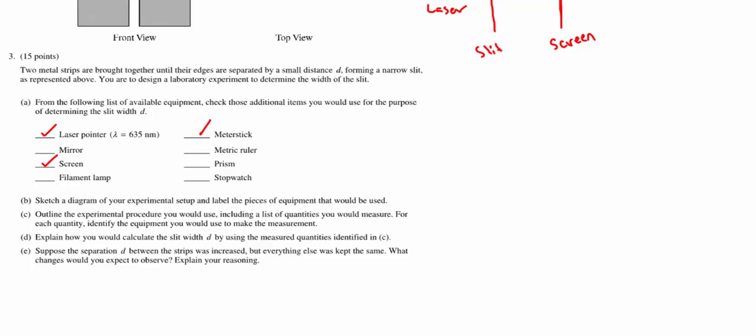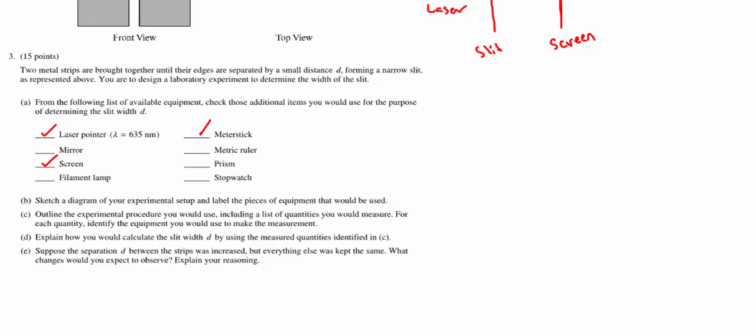For some of the things that you got to make sure you indicate, you need to indicate that you shine the laser through the slit. I know it might be a no-brainer, but you need to say it. You need to indicate that you're going to need to use the meter stick or the ruler. Be very clear which one you're going to use to measure the distance the screen is away from the slit.